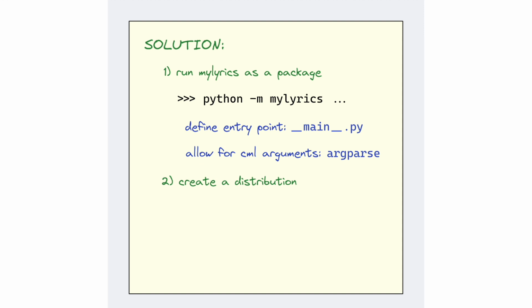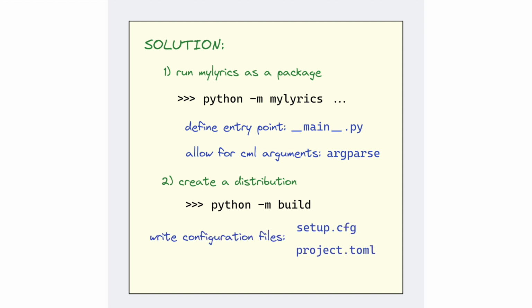First, we will see how to build the code. To do so, we will have to create two configuration files, the setup.config and the project.toml file. Then, after we will have built the distribution, we'll be ready to install and run it. So finally, after this last step, we will be able to run mylyrics as a command line app.